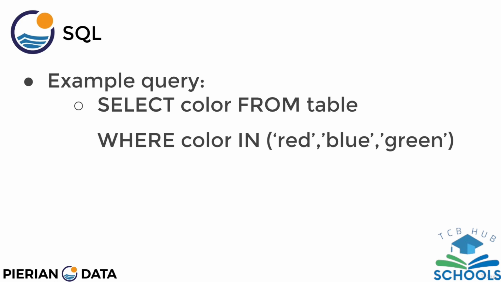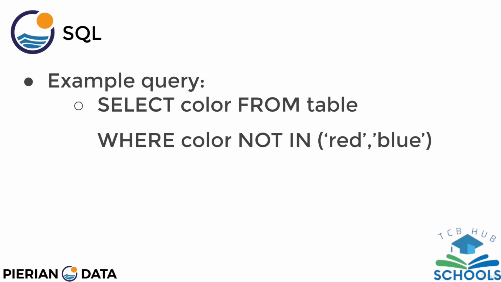And we can always expand this to more options quickly. So we can say now where the color is red or blue or green. So essentially there's a little OR statement in between all these. Keep in mind you can also combine this with the NOT operator to essentially do this excluding these values. So where color is not in red or blue. So essentially every color that is not red or blue.